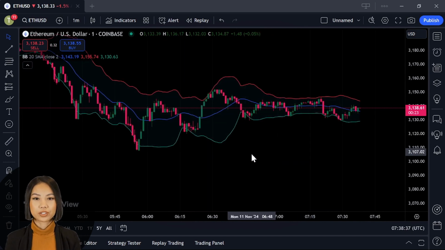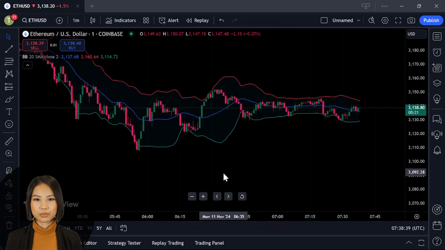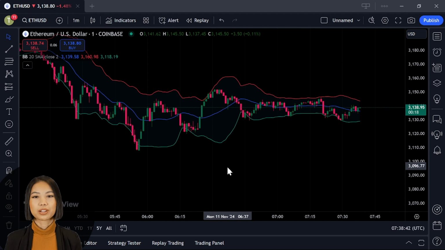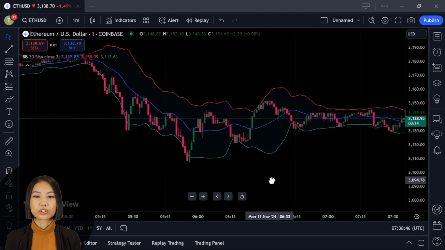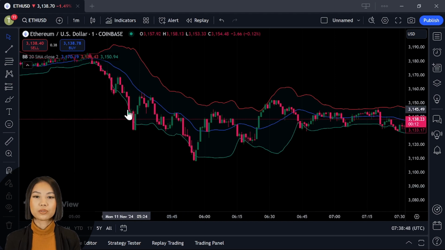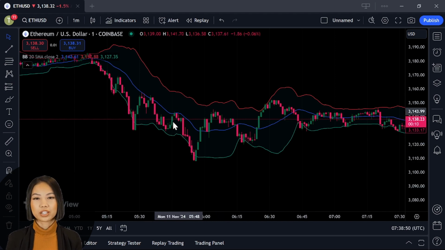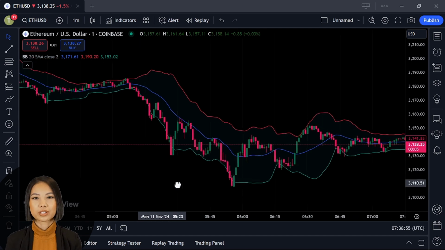Bollinger Bands consist of three main lines: the middle band, an upper band, and a lower band. The middle band is a moving average, which gives us the overall trend direction. The upper and lower bands are typically 2 standard deviations away from the middle, acting like guardrails to help us interpret the range of price movement.